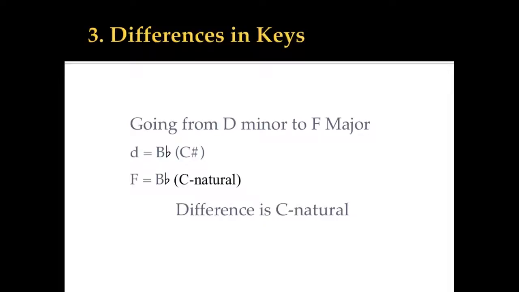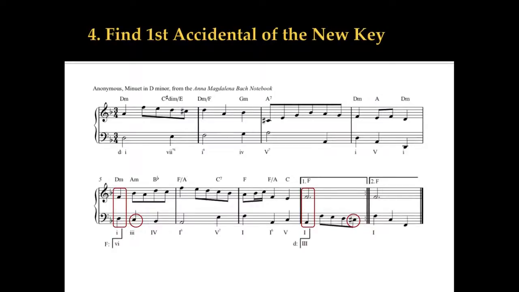Notice the differences in the key of D minor and F major. They both have the same key signature, but in D minor, you have to take into consideration the raised 7th scale degree, which is C sharp. So the difference when going from D minor to F major would be the C natural. So that's what you look for. The first occurrence of a C natural is in measure 5, beat 2.